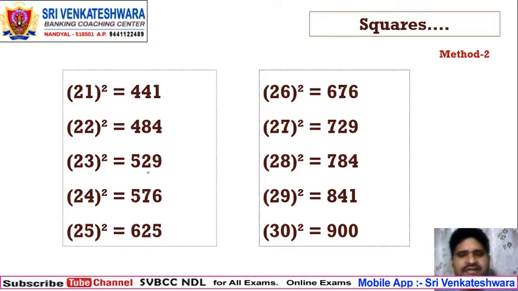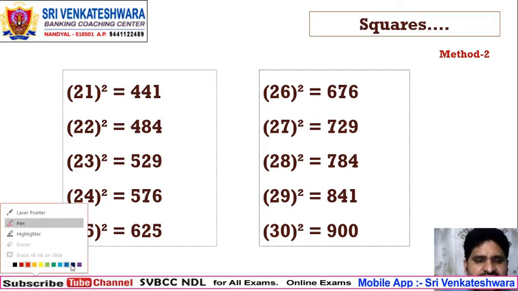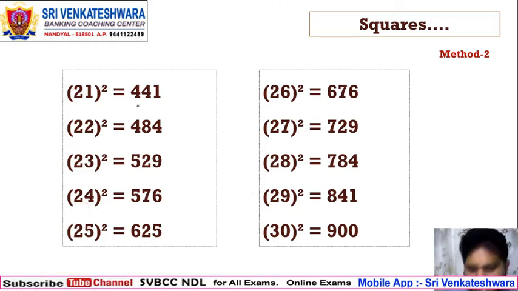So if you remember 21 to 24, it's easier. Look at 21 is 441. I'm saying that if you remember 21 to 24, 26 to 29 also we can take easily. Look at this case. 21 is 441, 29 is 841. This is 484, this is 784. This is 529, this is 729. 576, 676. 576, 676 plus 100. 529, 729 plus 200. And this will be plus 300, plus 400.